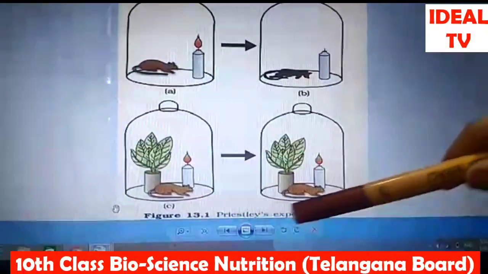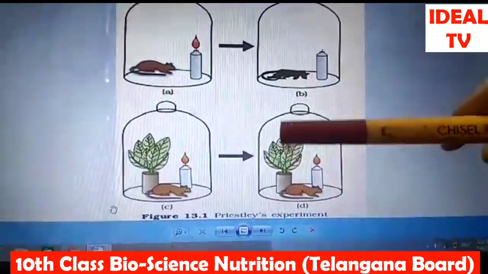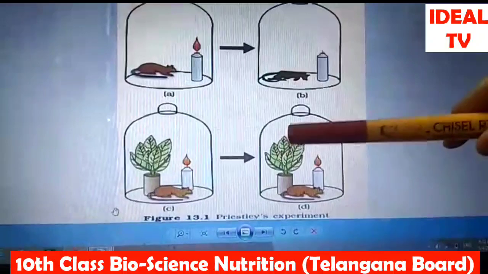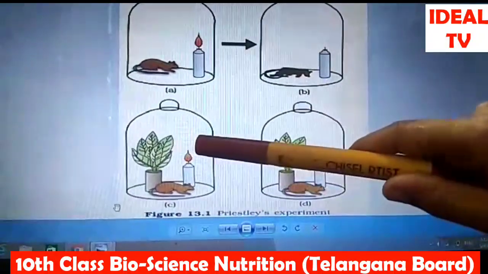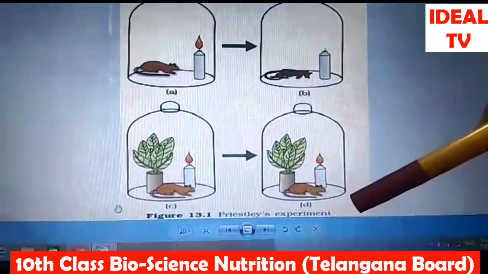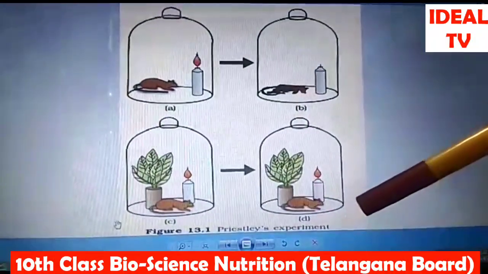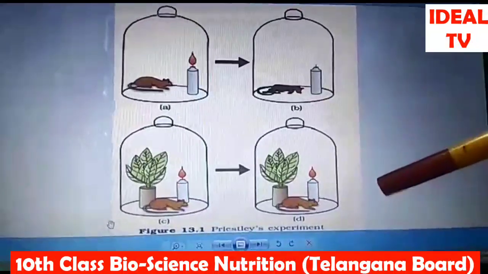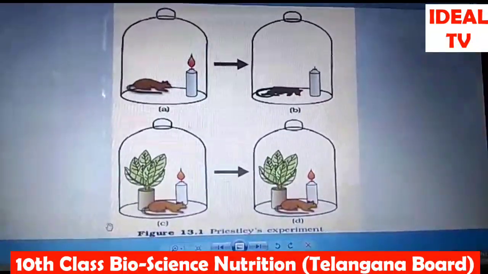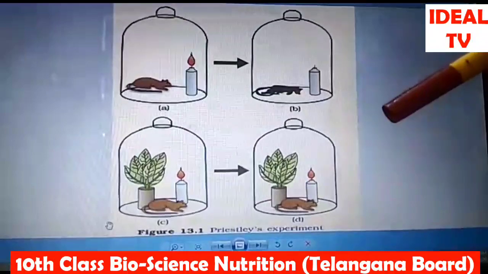So in this manner, we can conclude that there is something connected with the air, and that air is getting restored in the form of oxygen. With this experiment, Priestley discovered the gas oxygen. But at that time, in the 17th century, we were not aware of the photosynthesis process.